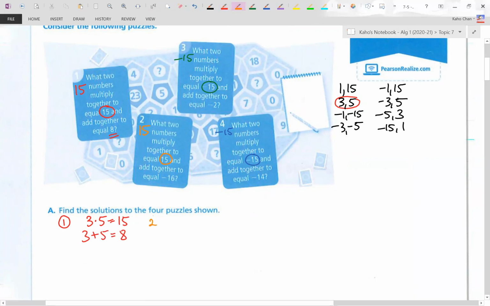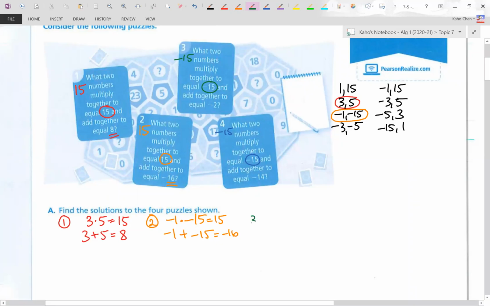Number 2, let's take a look at our clue here. Add together to equal negative 16. Okay, so positive 15, negative 16. Take a look through my 7 remaining choices here. Oh, look. Very good. Do you guys see it as well? Negative 1 and negative 15 will add up to give you negative 16. Let's list that. Negative 1 times negative 15 gives me 15. Very good. Negative 1 plus negative 15 gives me negative 16. So ding, ding, ding. That's number 2.